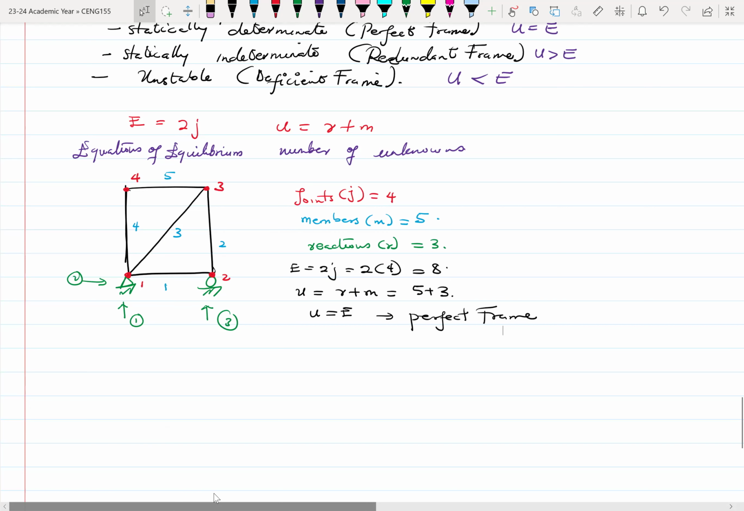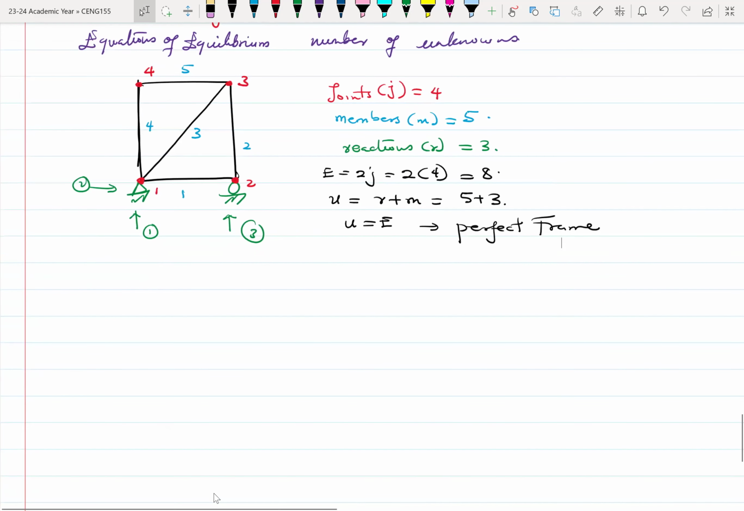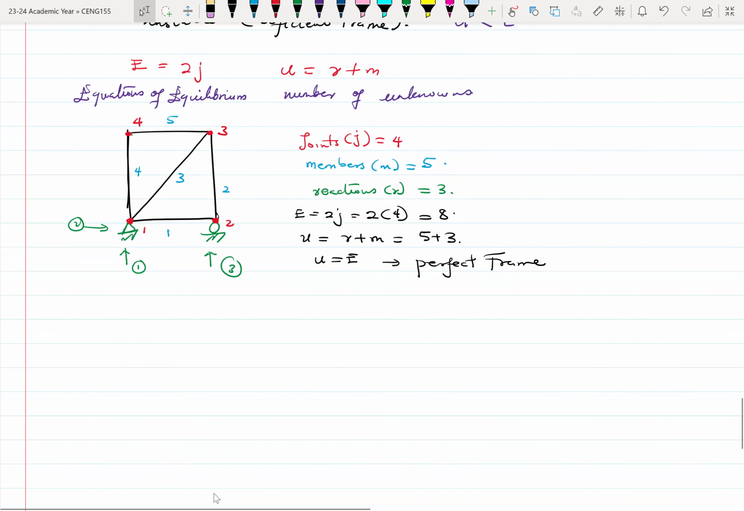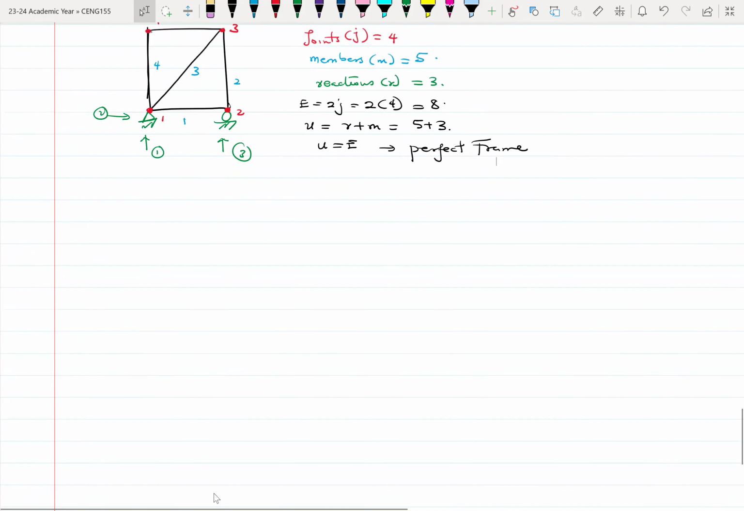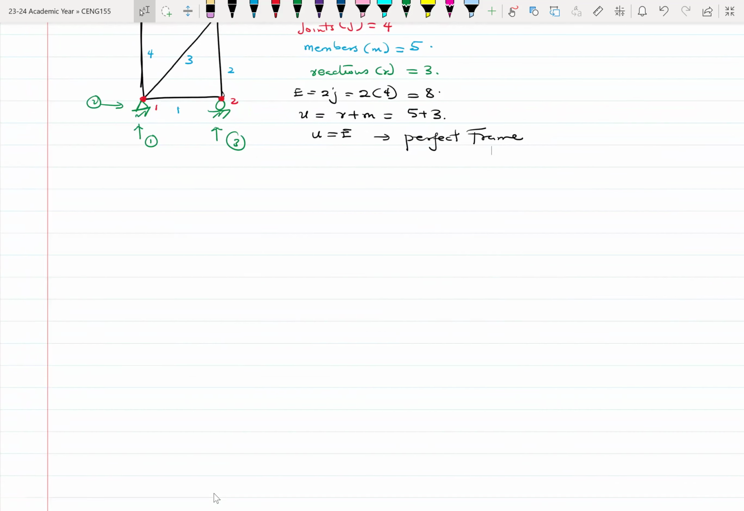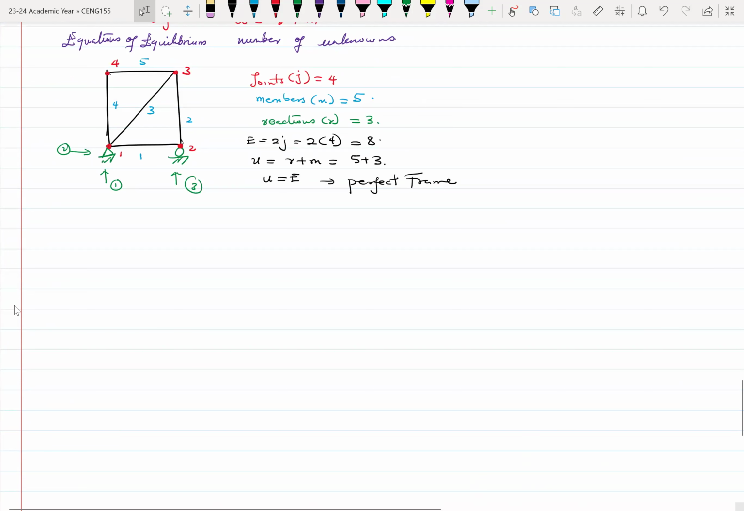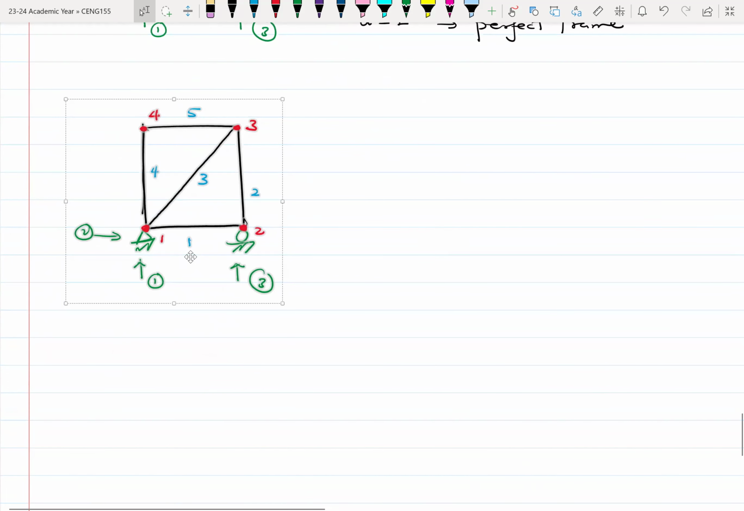Now let's look at another example, of a statically indeterminate frame. Let's say again I have the same frame. Let me just draw it here to make my work easier. I'm going to pick the same frame, just copy and paste. Okay, let's say I add another member.